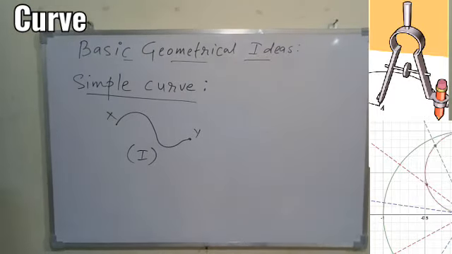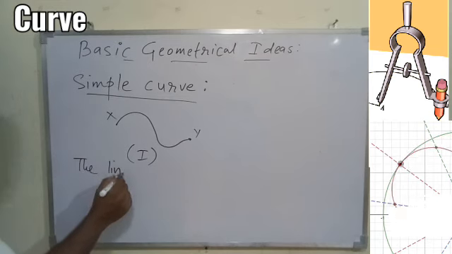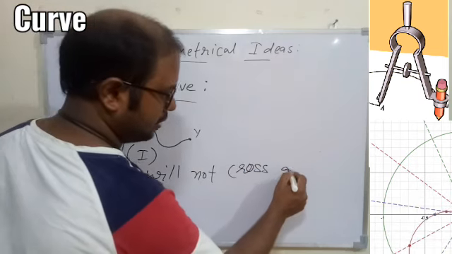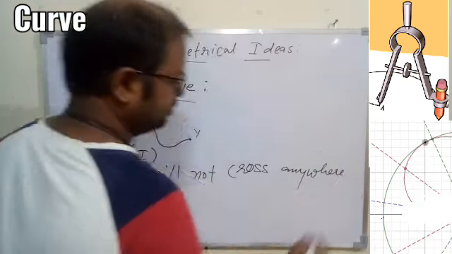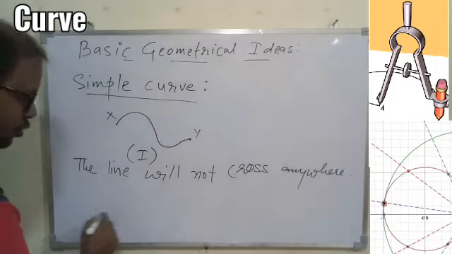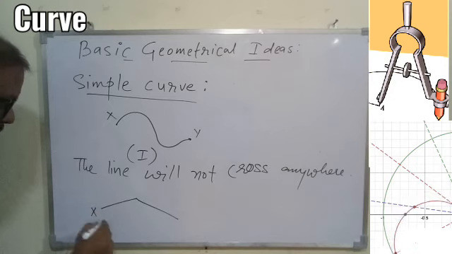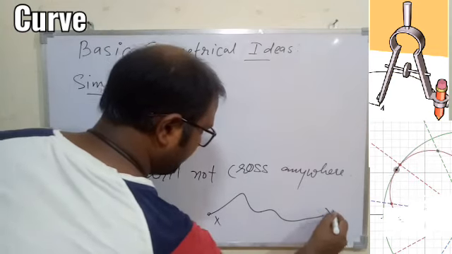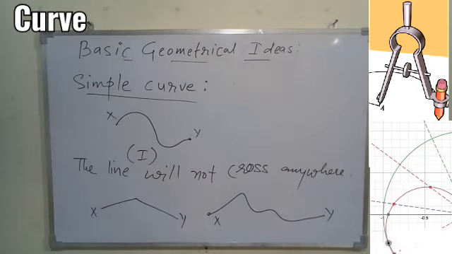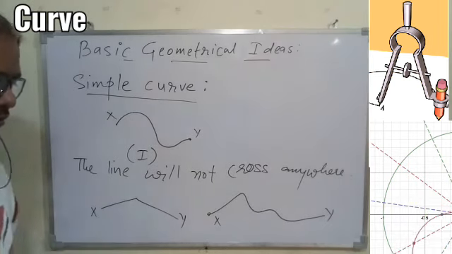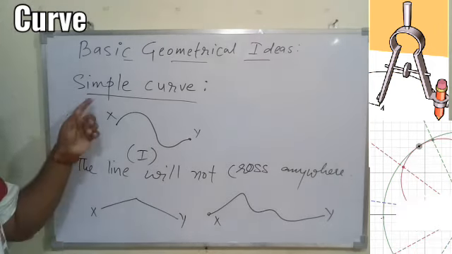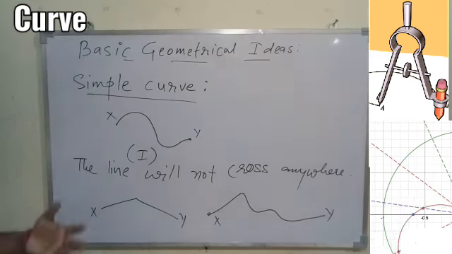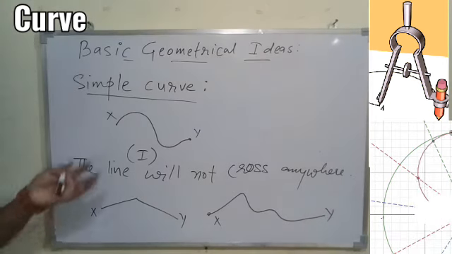This is your simple curve, meaning the line will not cross anywhere. Examples can be this one, x to y, or this one, x to y. You can draw any kind of shape, but you have to remember that the line you are drawing should not cross anywhere. That's the simple meaning of a simple curve. Otherwise, if it crosses, it becomes a different kind of curve. So I hope you understood the meaning of a simple curve.